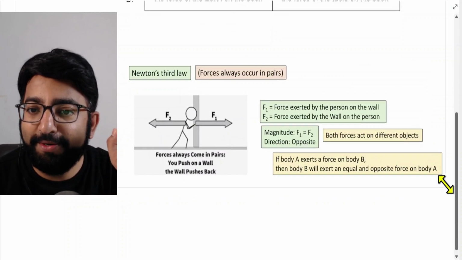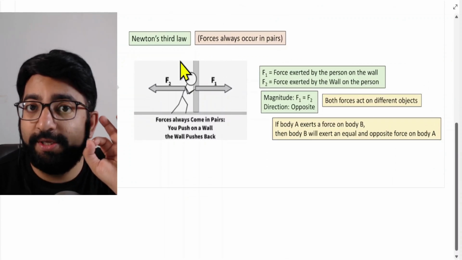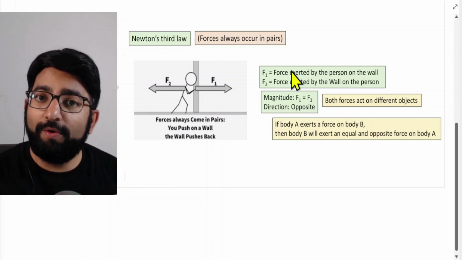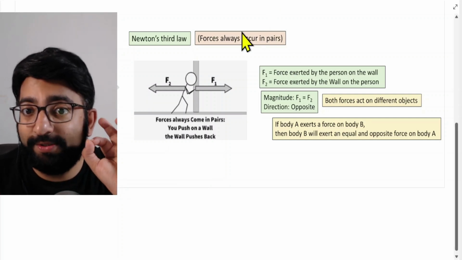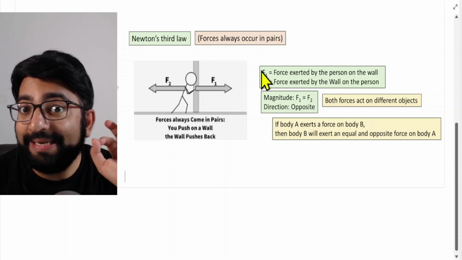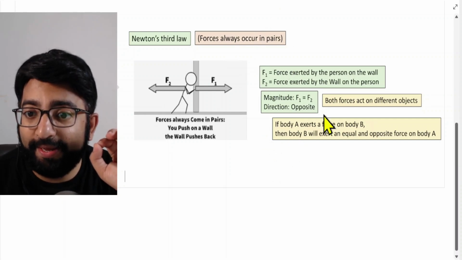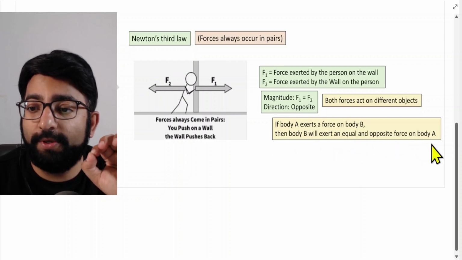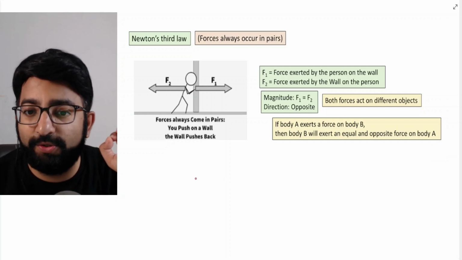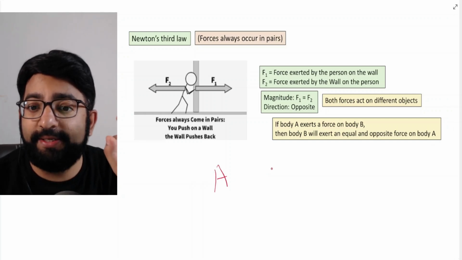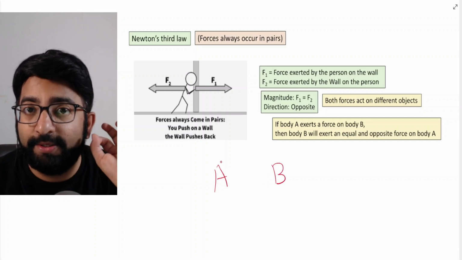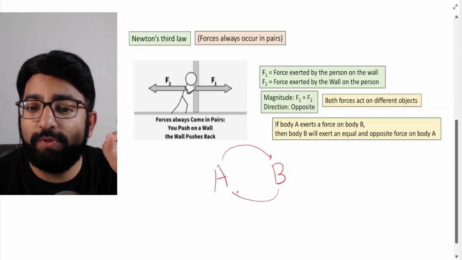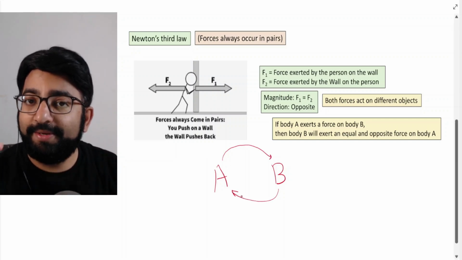According to Newton's third law, forces always occur in pairs. If one force is action, the second force will always be a reaction. That's why we say forces are always in twos. This law states that if a body A exerts a force on body B, then body B will exert an equal and opposite force on body A. Just to summarize, we need two objects, A and B, in every situation. If A is applying a force on B, then B will apply the same force on A. The magnitude is the same, but the direction is opposite.